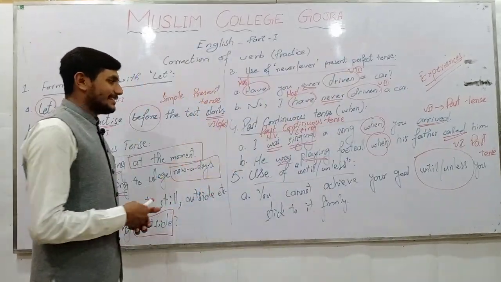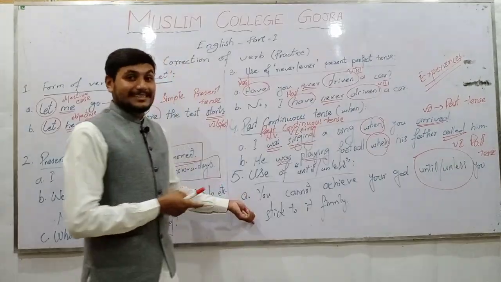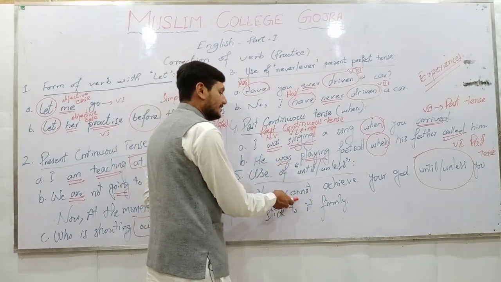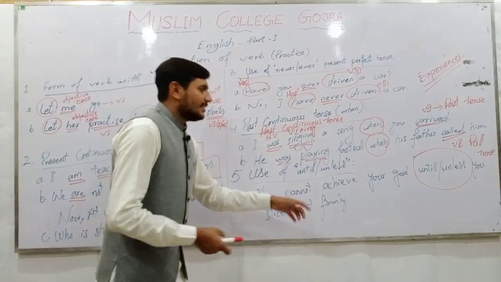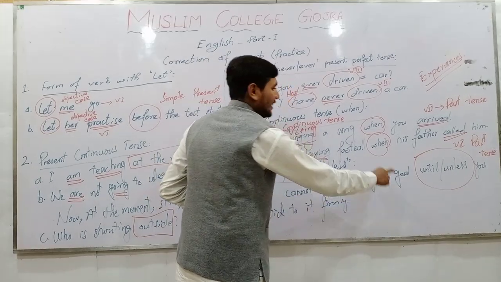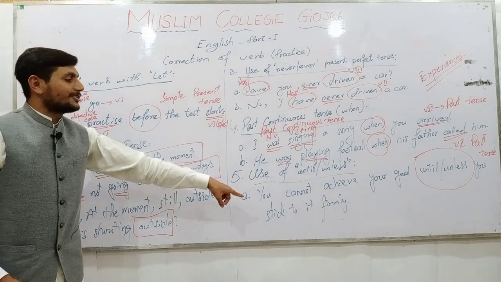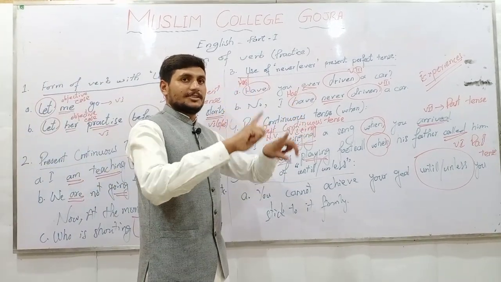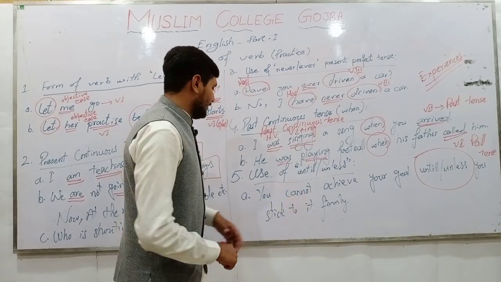Whenever you find a sentence like this, your clause with until or unless should be in assertive structure and the clause before it should be in negative structure. If you use negative structure here, that will be ungrammatical. So you cannot achieve your goal until or unless you stick to it firmly. It should not be you do not stick to it firmly. Two negatives make one positive. So you should use negative here and positive here.